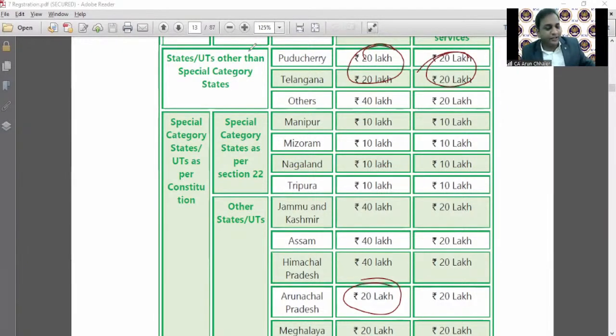Yes, exclusive supply of the service, no separate limit. It will normally be covered in the 20 lakh limit.